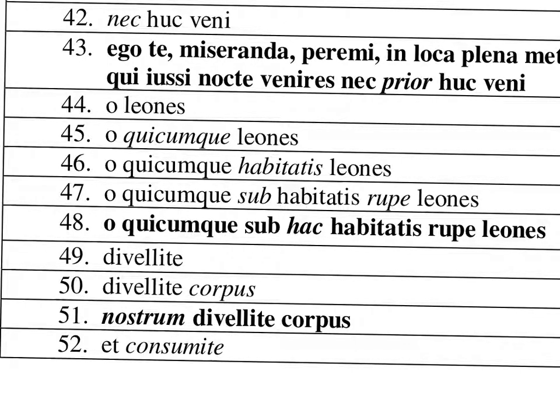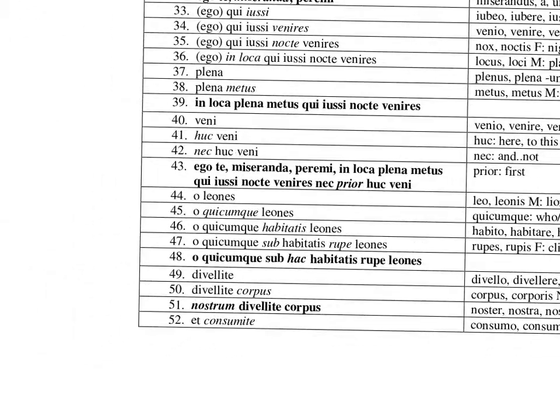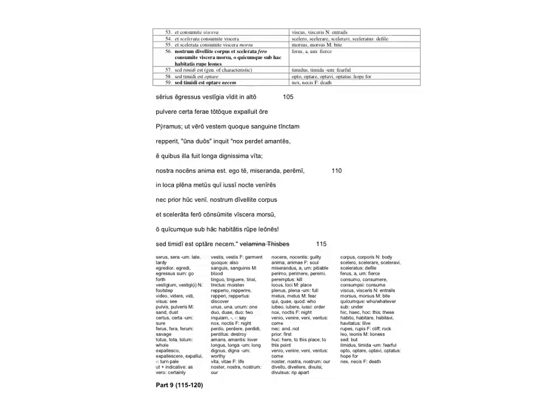Dualita. Rip apart. Okay, and that is imperative, right? Oh, lions, you guys, you lions, rip apart something. Dualita corpus. Rip apart the body. Nostrum dualita corpus. Rip apart our body. Okay, and again, he's doing that again, isn't he? That poetic plural thing. Just rip me to shreds, guys. Et consumita. And consume. Okay. Entrails. Oh my god.